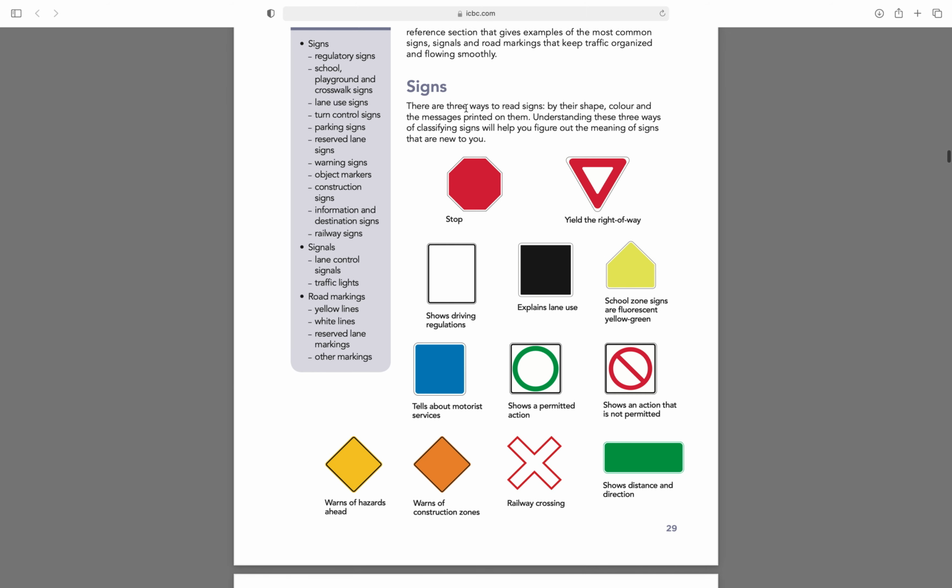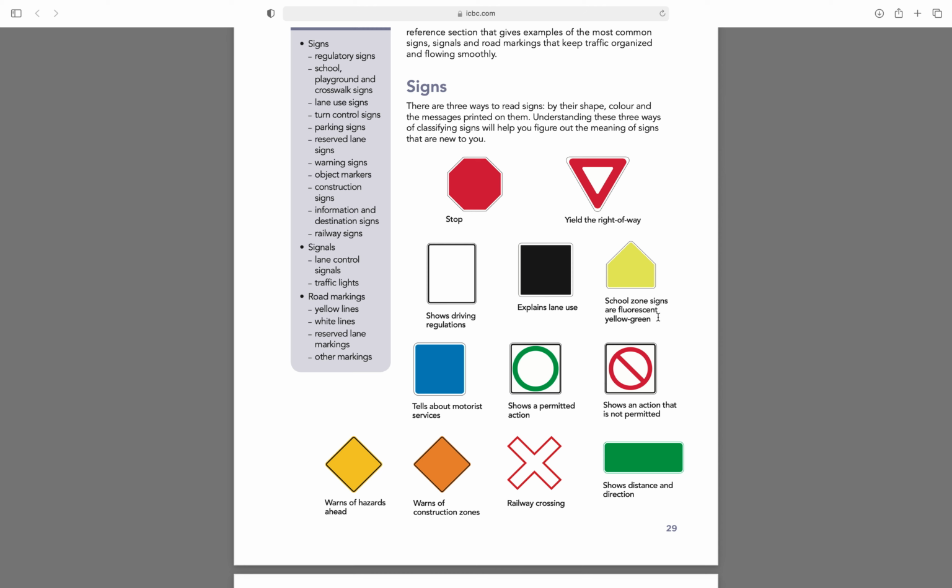So there are 3 ways to read a sign: by their shape, color, and the messages printed on them. Understanding these 3 ways of classifying signs will help you figure out the meaning of signs that are new to you. So stop signs always look like this. This is their shape, color, and then they usually say stop. So yield. This one shows driving regulations. So you might see speed limits and things posted on here. This explains lane use. So I'll usually have the lines of the road and how to use them.